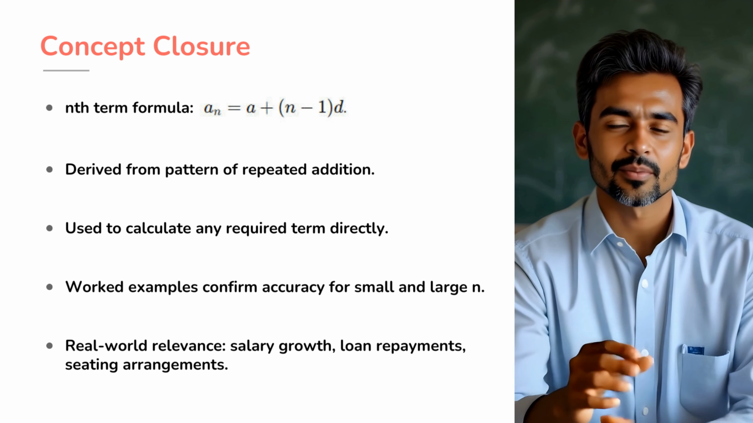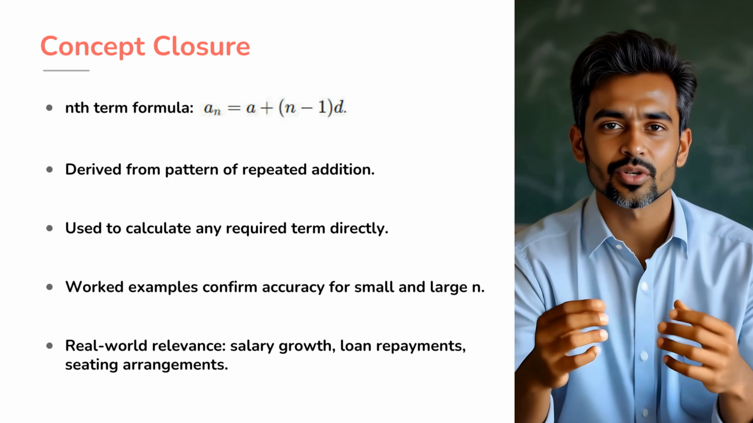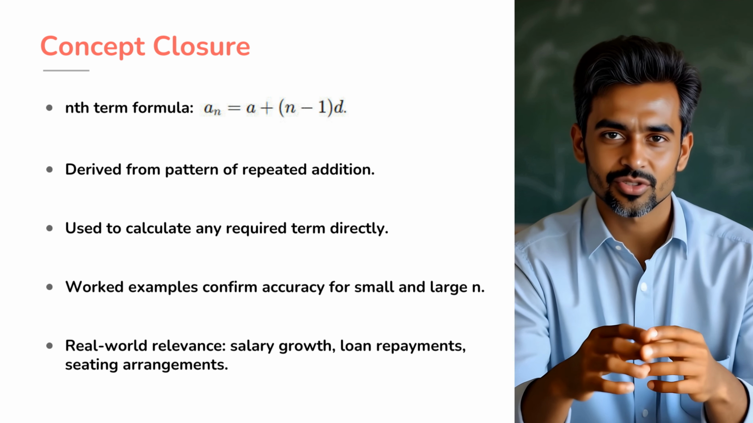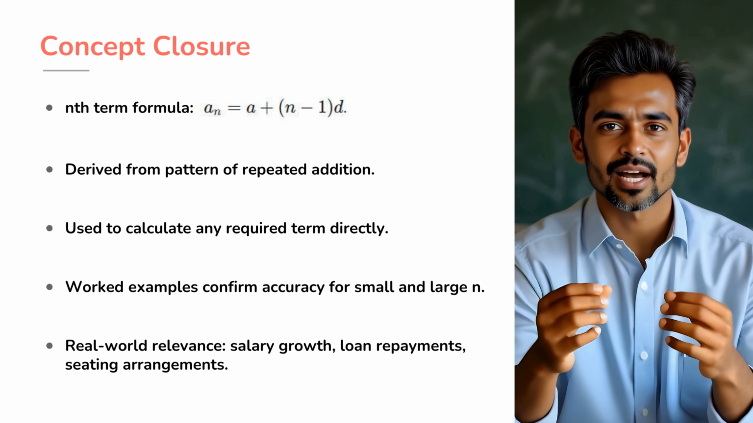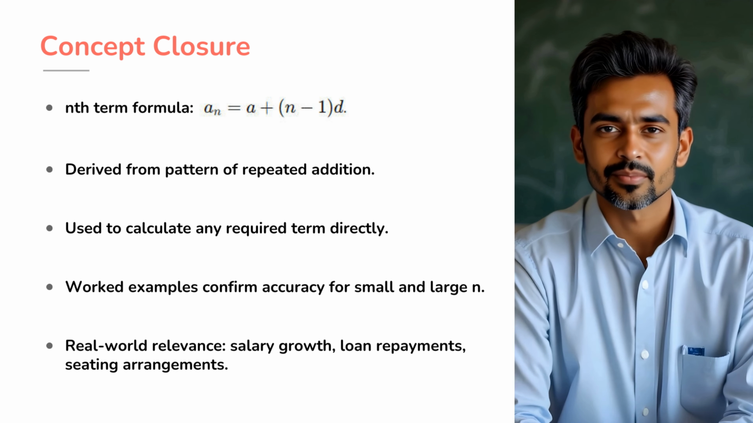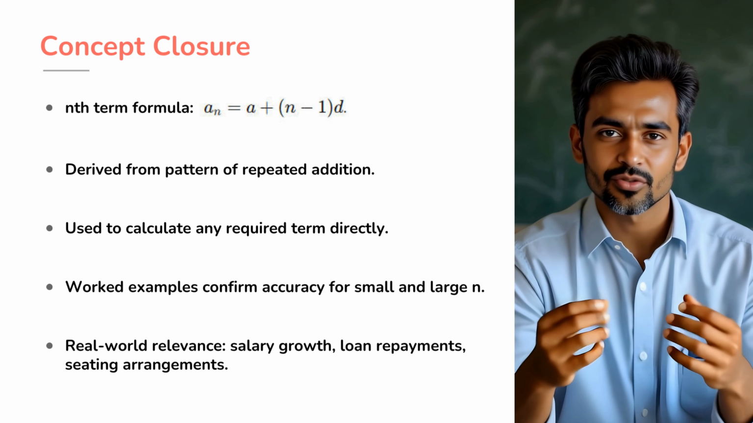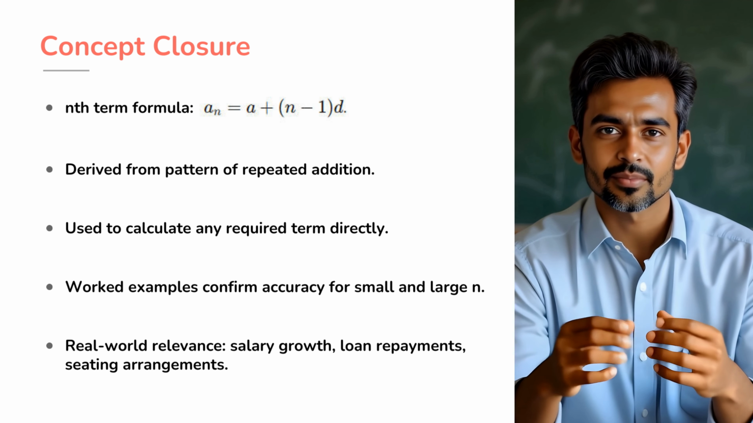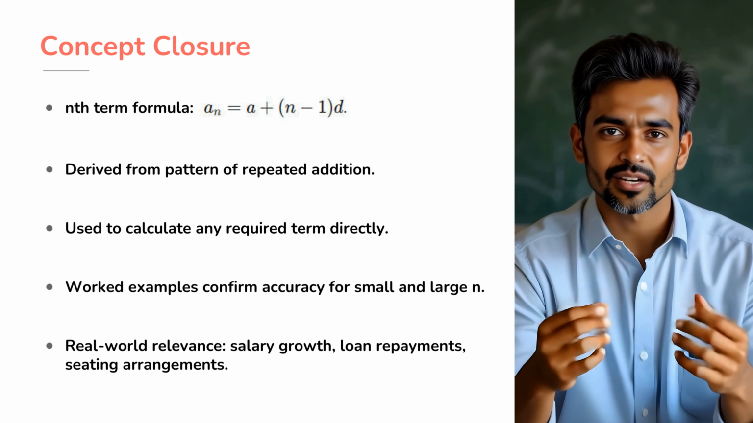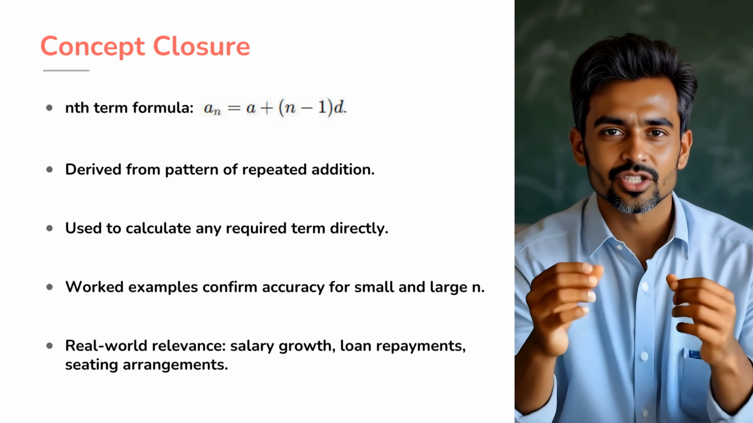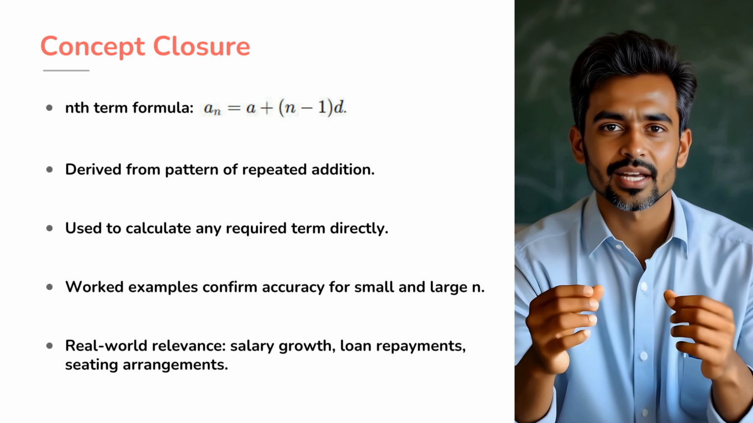So, let's wrap this up. The nth term of an arithmetic progression is given by the formula a sub n equals a plus bracket n minus 1 bracket into d. This formula comes from the simple idea of repeated addition and helps us calculate any required term directly. We saw how it works in increasing sequences, decreasing sequences, and even for finding the position of a specific term. And the best part? It's not just theory, it connects beautifully to real life, from salaries and savings to seating arrangements and beyond. And that, my friends, is the foundation of the nth term of an AP.